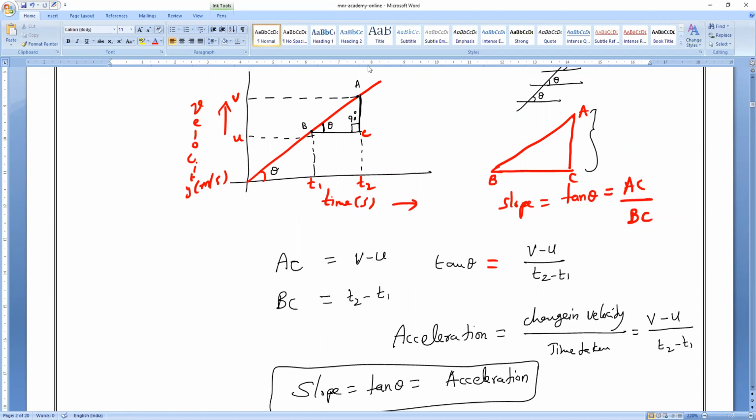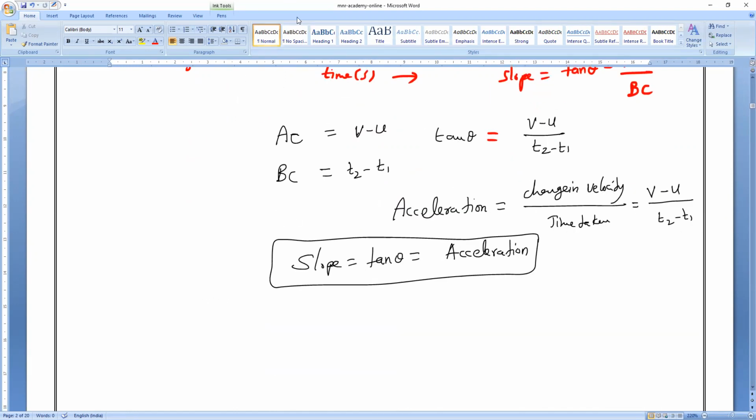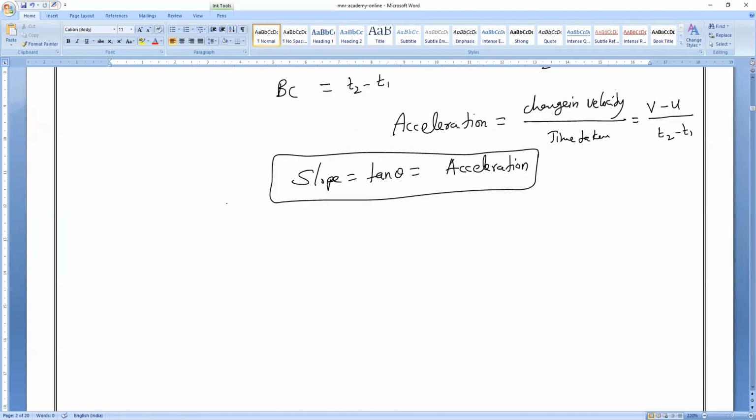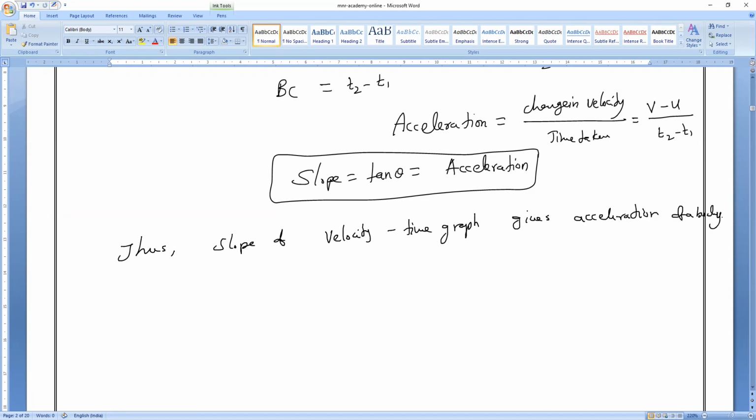Now, observe, as we know, the slope of a velocity time graph gives what, guys? The slope of a velocity time graph will give you what? Please respond. Acceleration. Yes, the slope of a velocity time graph gives the acceleration of a body. Understood, all of you?